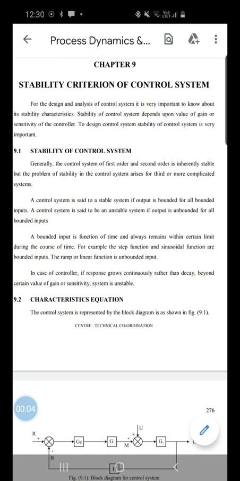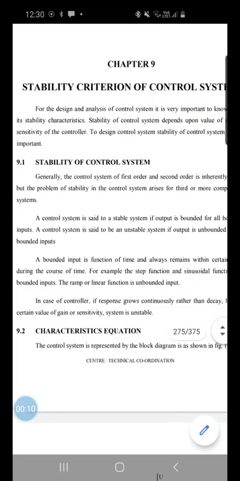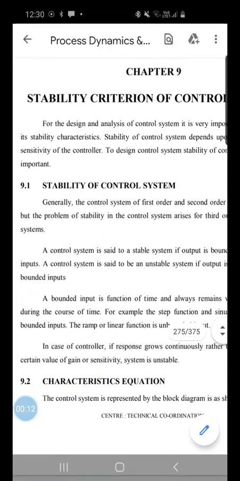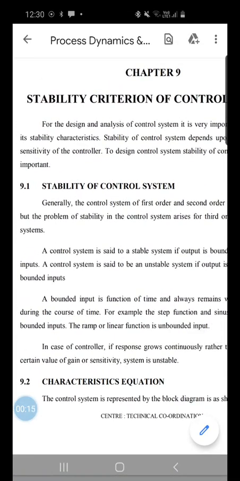Today we are starting chapter 9, Stability Characteristics of Control System. As you are aware, up till now we have discussed section 1 on process dynamics, then we started section 2 and began discussing process control. These last 3 chapters are a part of process control, where we are going to study the stability of the control system.